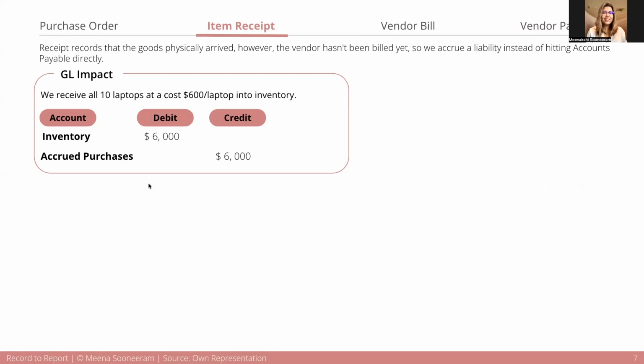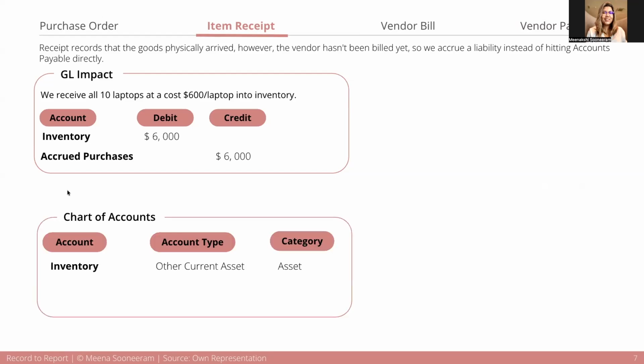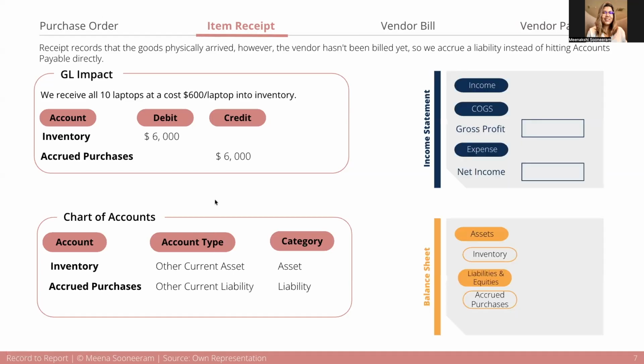So now let's take a look at our chart of accounts. Inventory is an asset account because it's something that the company owns, whereas your accrued purchases is a liability because it represents an amount that we owe. So what does this mean for our financial statement? Income statement wise, nothing, but balance sheet, our inventory increases by 6,000 and liability also by 6,000. As you can see, there's no income statement impact yet because we haven't incurred any expense at this stage.